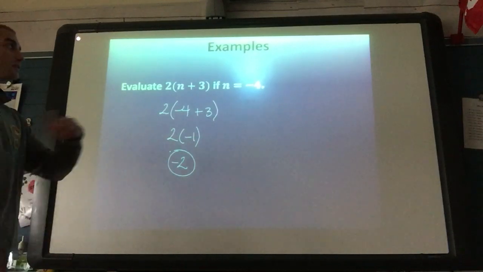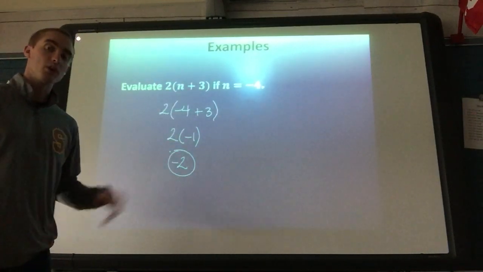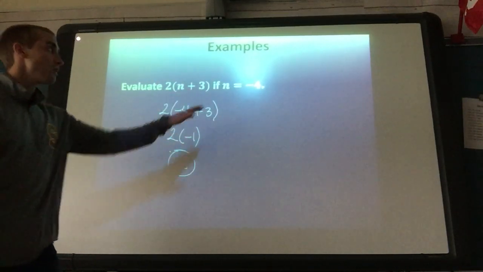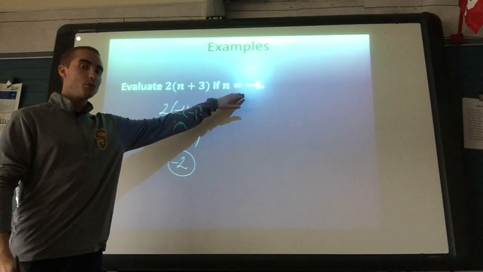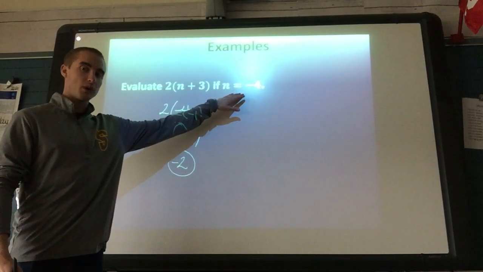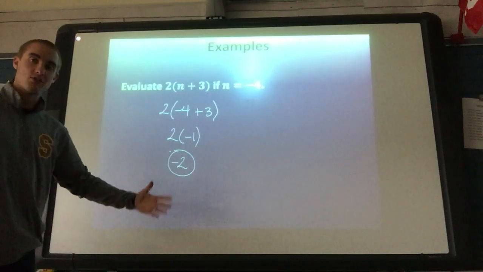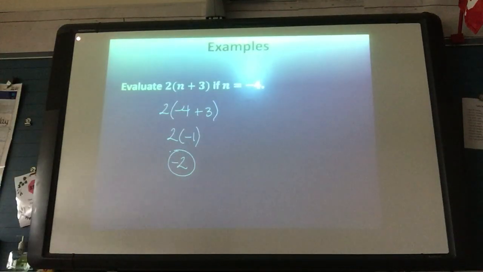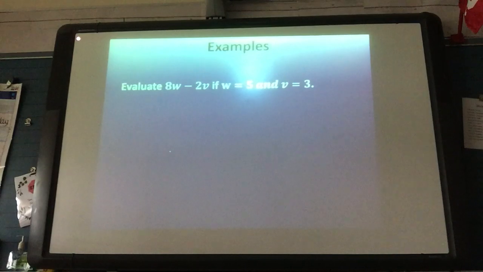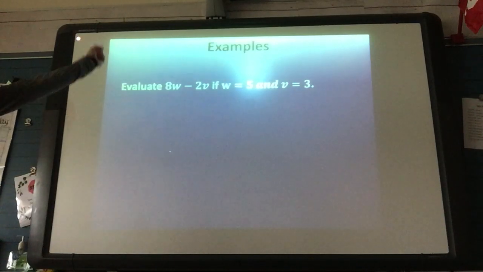And negative 2 is just our answer. Notice I don't say n equals negative 2, because we already know that n is negative 4. We don't need to say that n is negative 2 as well. It's just negative 2. That's our answer. So let's look at our next example.